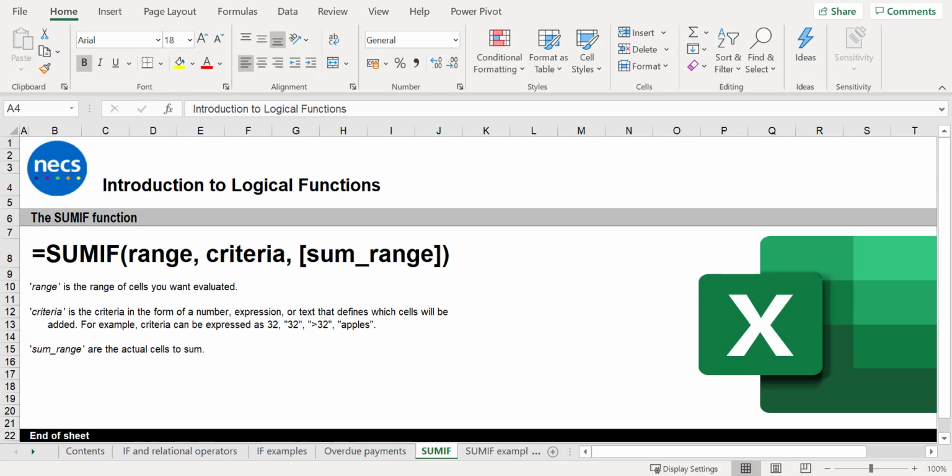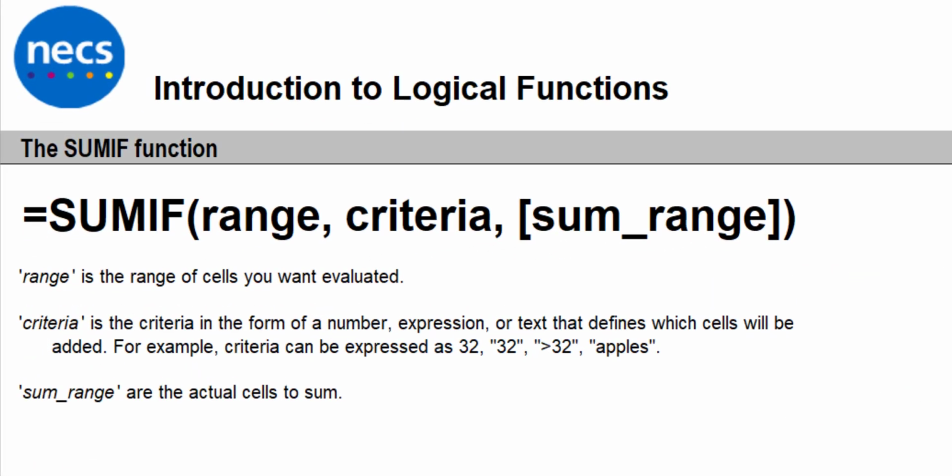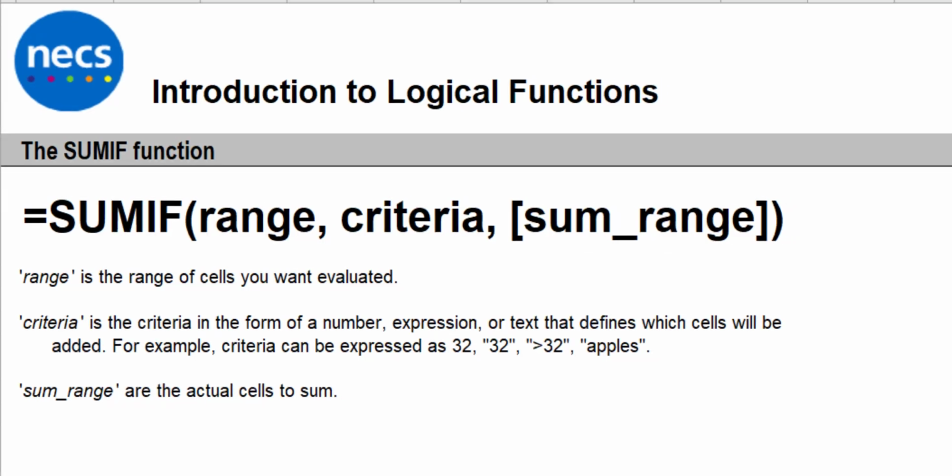The SUMIF function is used to sum the values in a range that meets criteria that you specify. SUMIF is made of two parameters with an optional third parameter. The first parameter, range, is the range of cells you require to be evaluated. The second parameter, criteria, is the criteria that defines which cells will be added. The third parameter, sum_range, are the actual cells to sum, but if the range and sum_range are identical, then this parameter is not required.